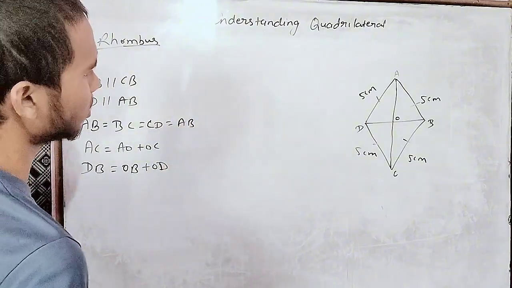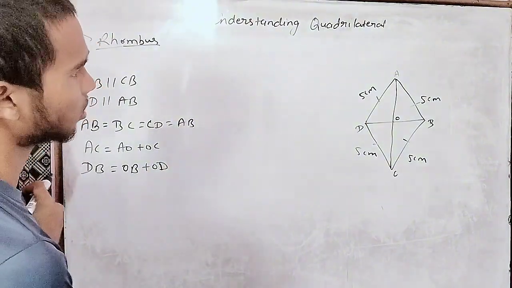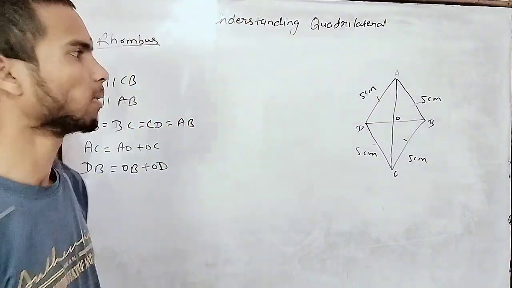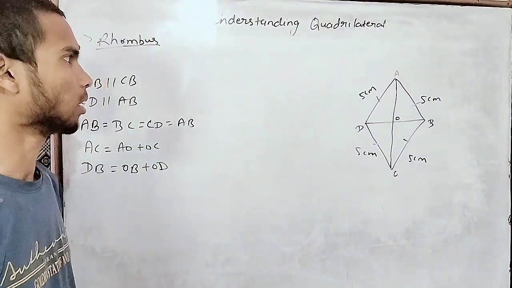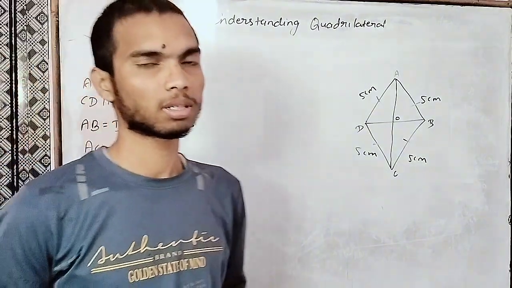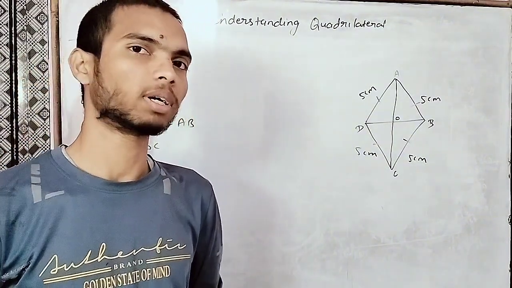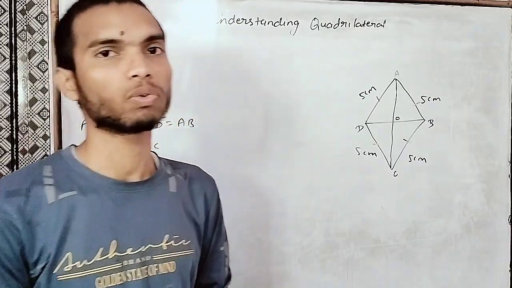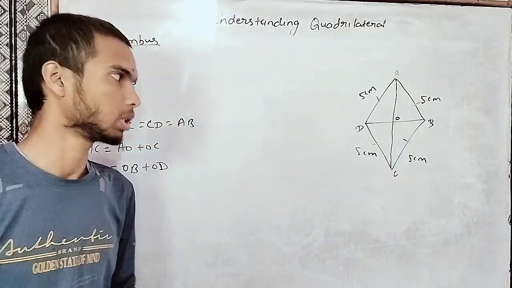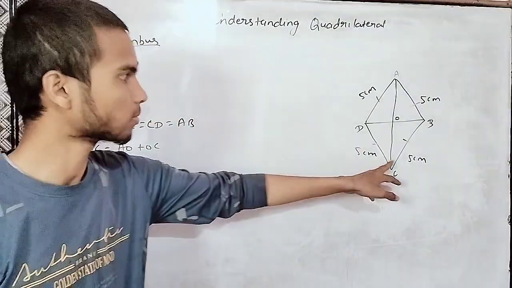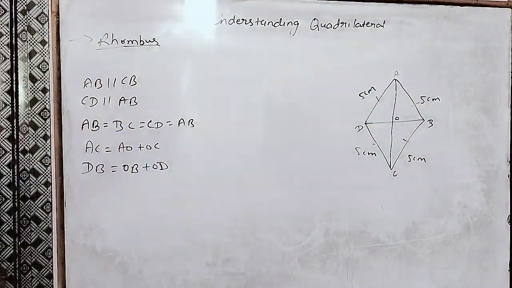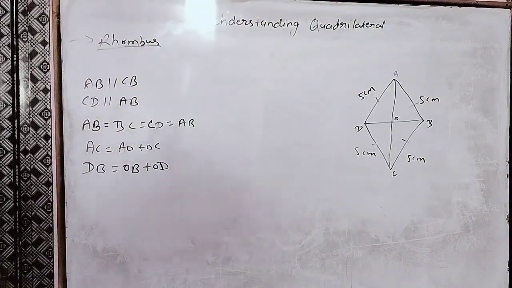What else? Here, angles could be different. A rhombus could have different values of angles. Remember, here you can see. We are not talking about angles.